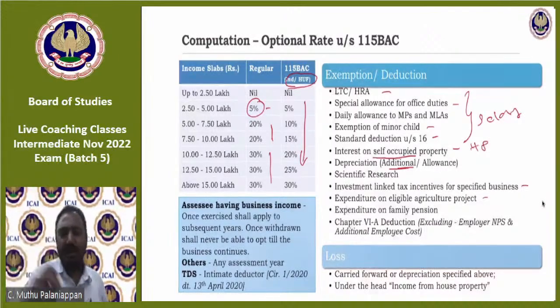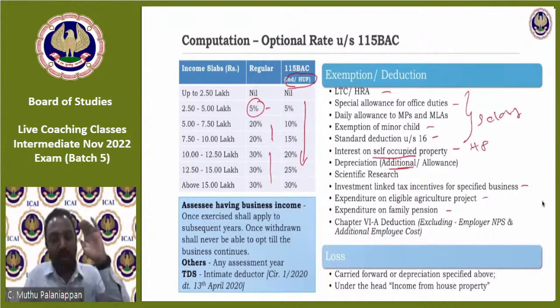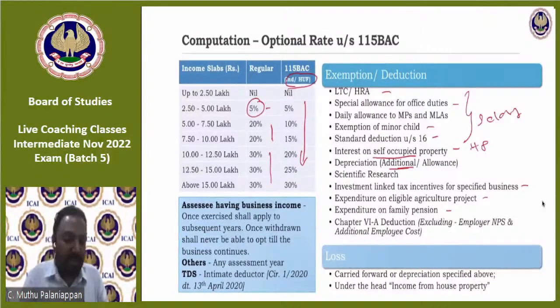Expenditure on eligible agriculture products. I don't think that is part of your intermediate syllabus. So this eligible agriculture product generally comes in the PGBP only, but I guess it's covered in the final. And expenditure on family pension, the 1/3 of 15,000 which you claim in family pension, is also not allowed. So your entire family pension becomes taxable.